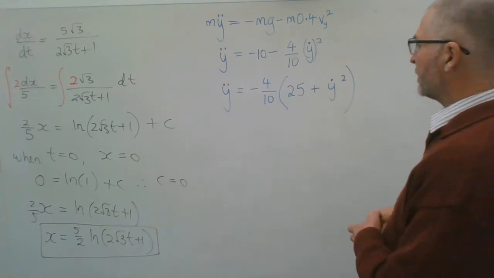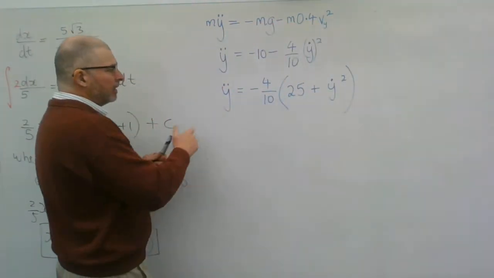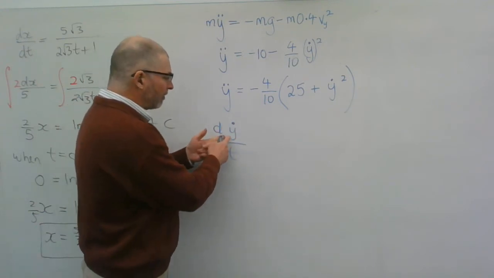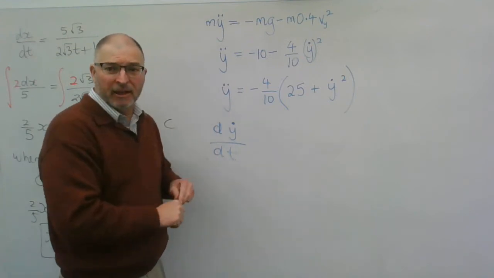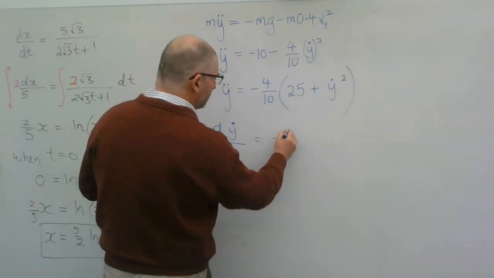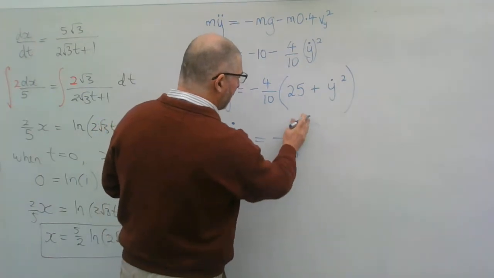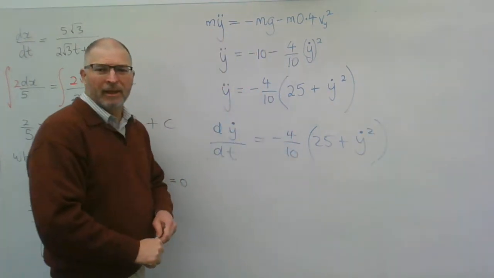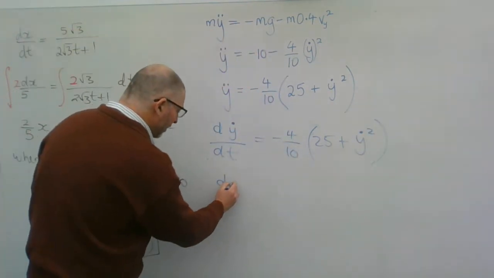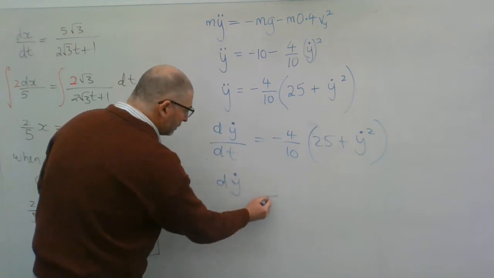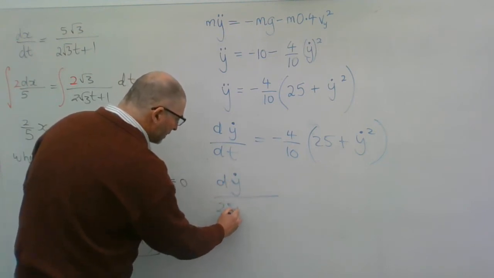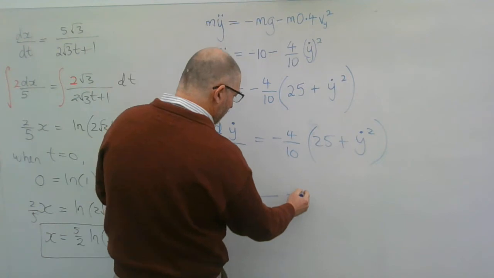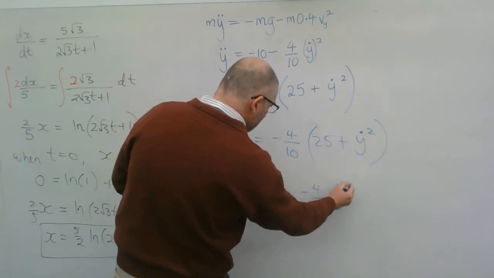Okay, so now this here is d of y dot dt. The derivative of the velocity with respect to time is the acceleration. So that's minus 4/10 of 25 plus y dot squared. So let's separate the variables again. dy dot on 25 plus y dot squared equals minus 4/10 dt.